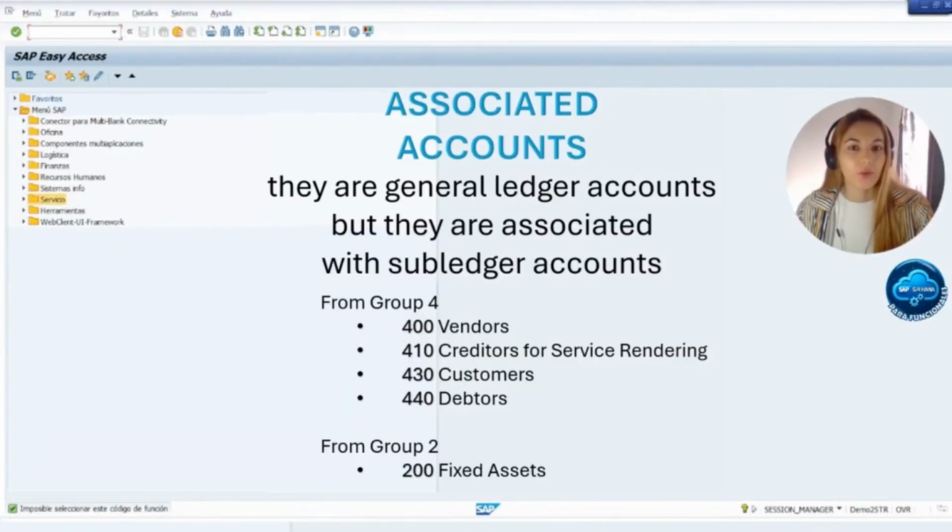Alright, now the associated general ledger accounts. These general ledger accounts are linked to the auxiliary accounts and belong to group 4 and group 2. Group 4 includes suppliers, customers, creditors, debtors, and group 2 consists of fixed asset accounts. Throughout the course, we will frequently use account 400, 410, 430, and 440.